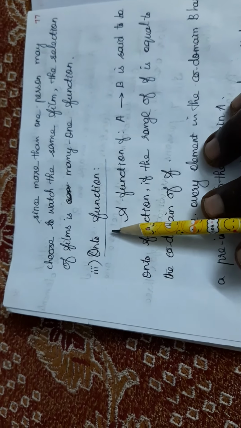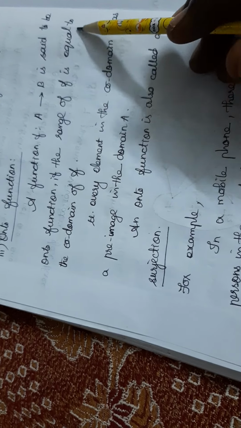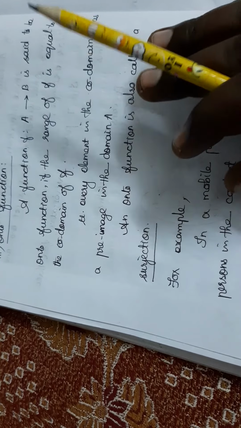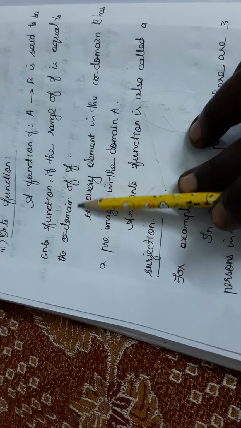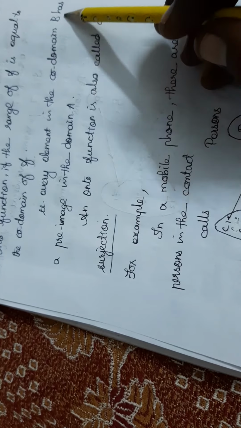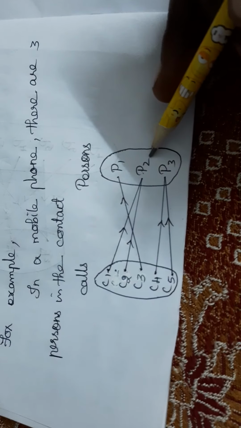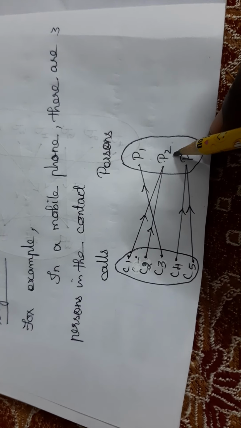Okay, next type is the onto function. The function f from A to B is said to be onto if the range of f is equal to the codomain of f. Range of f means the elements that are getting images. That must be equal to the codomain. Codomain means all the elements in the codomain must get an image. That is the meaning. Every element in the codomain B has a pre-image in the domain. So all the codomain elements must get an image.